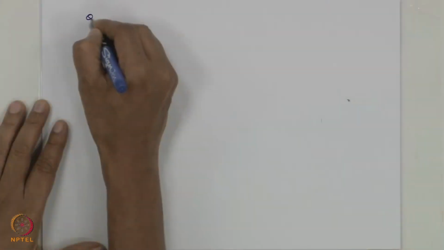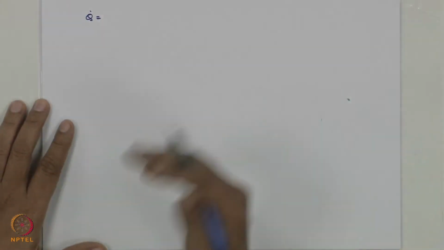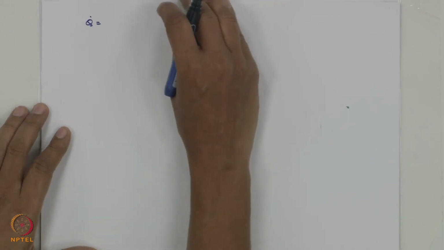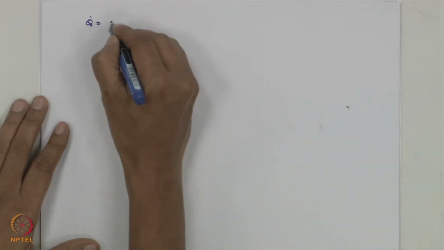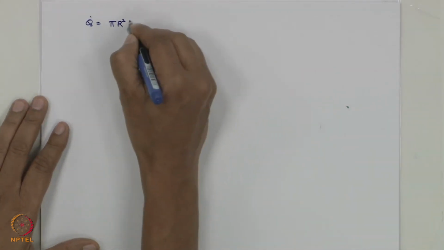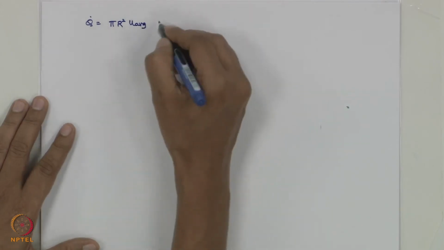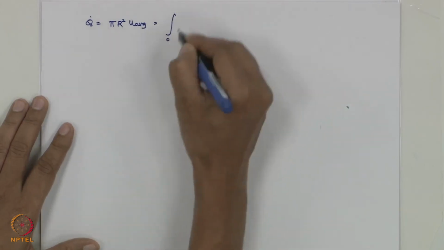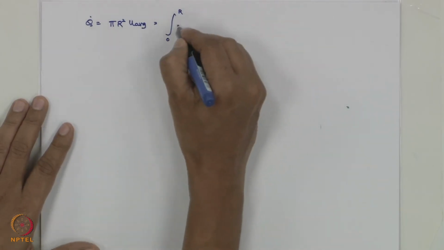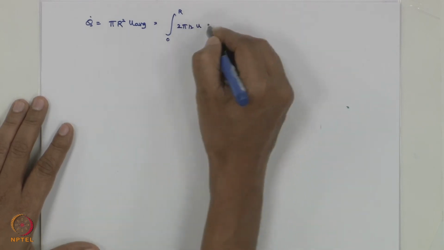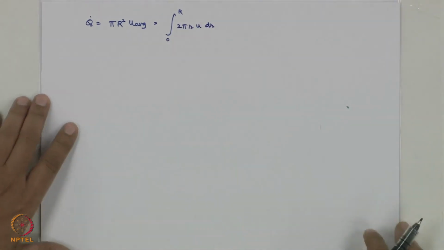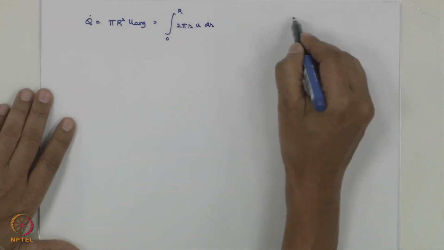Now again, q dot equal to, I will not be able to complete this in this module, but let us do this and take whatever we can complete. Pi r squared u average equal to integral from 0 to r of 2 pi r u dr. This I had told last time also in the derivation.